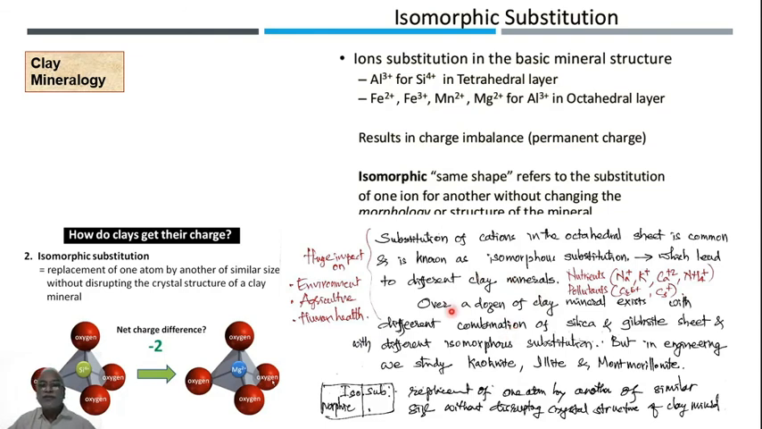Over a dozen clay minerals exist, with different combinations of silica and gibbsite sheets, and with different isomorphous substitutions. But in engineering, we study kaolinite, illite, and montmorillonite. A replacement of one atom by another of similar size without disrupting the crystal structure of the clay mineral is known as isomorphic substitution.